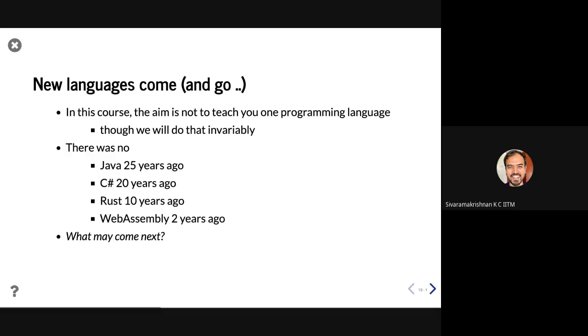There might be other languages that may come next. So I would advise you not to get too attached to a programming language, right? A programming language is like a tool. It's like a hammer, right? When you have problems that you can solve with a hammer, use the hammer. When you want to unscrew something, don't use the hammer.